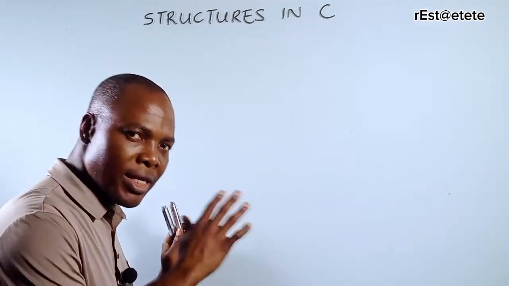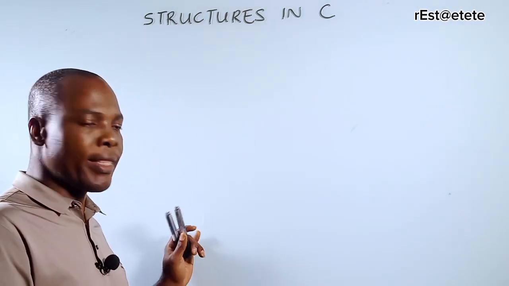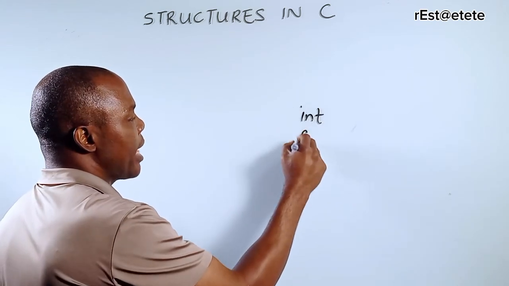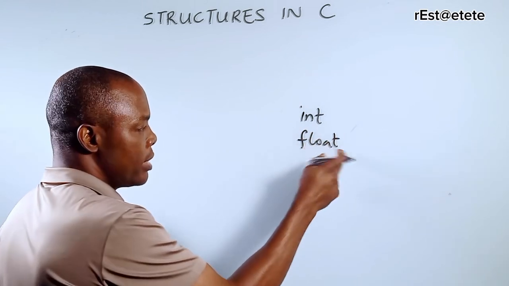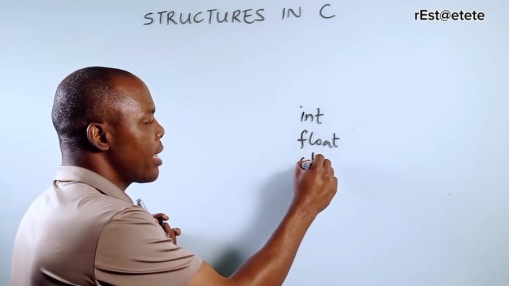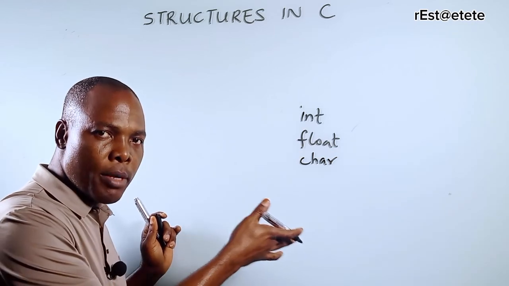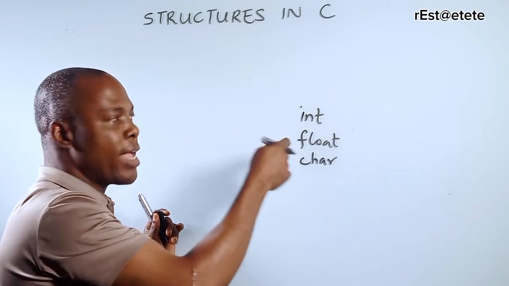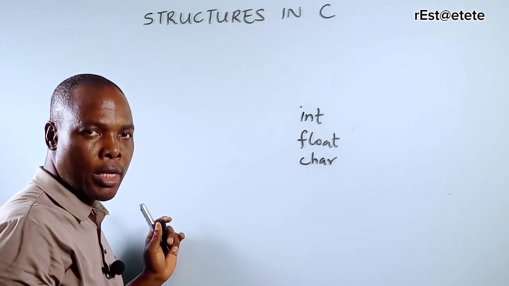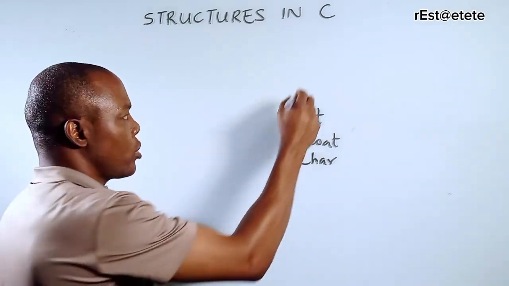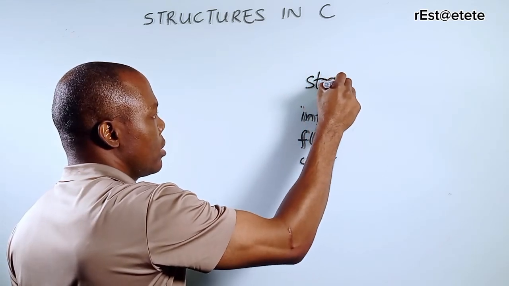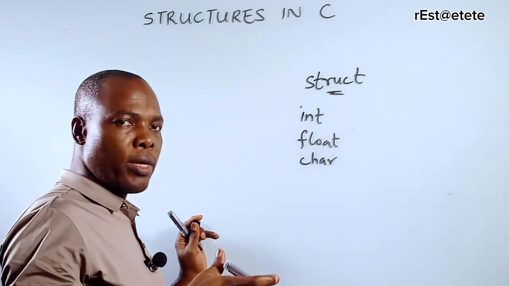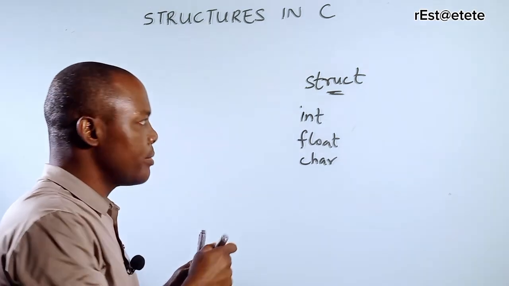Now, a structure is a data type, but a user-defined data type. You have int, this is a data type. You have float, this is a data type. Then you have char. This is a data type, but these are primary data types. Now you can combine these data types together to form what you call structures, and then use the keyword struct to represent it. So that is what we want to look at in this class.